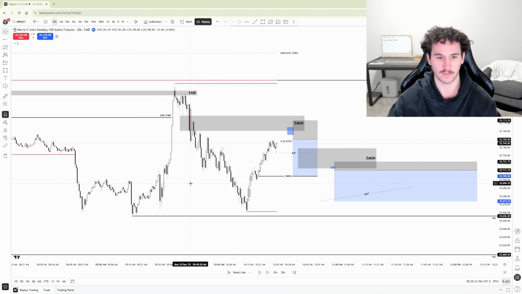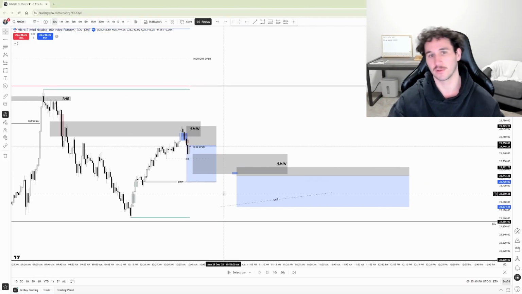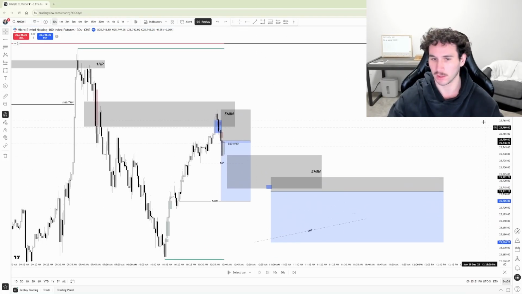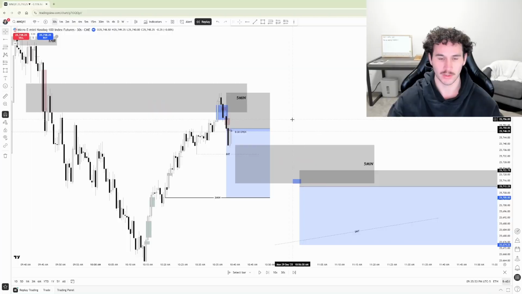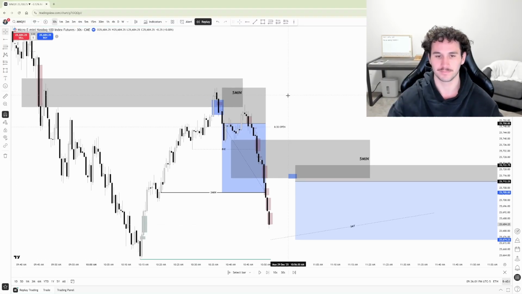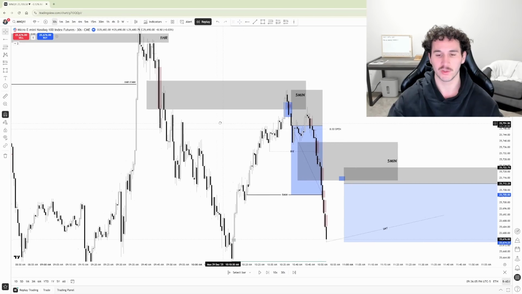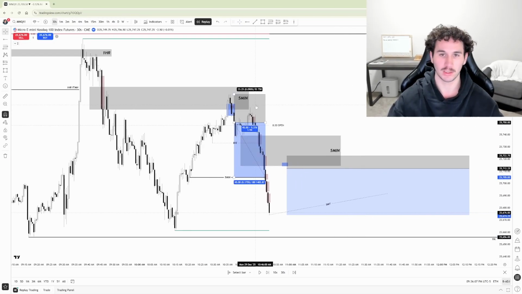I will get rid of this 15-minute now. So right here, we tap this 5-minute fair value gap. And this is the first point of interest of what I want to talk about. This right here. Okay, so this is a tap of a 5-minute fair value gap. It was exactly what I was looking for, in line with my bearish sentiment.